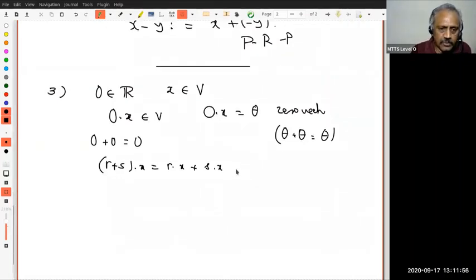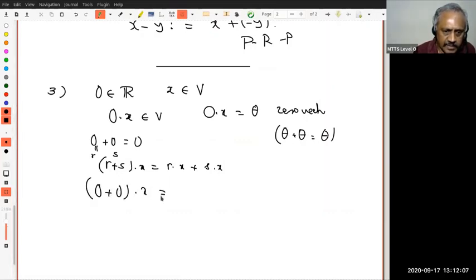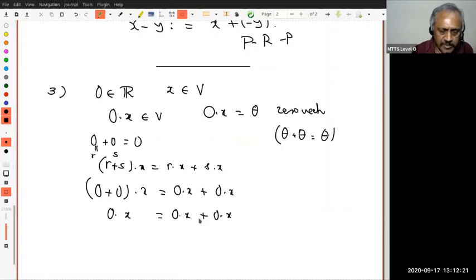Okay, I want to make use of this. So I am going to use r equal to 0, s also equal to 0. Therefore, what will I have? (0 plus 0) times x must be equal to 0 times x plus 0 times x. Do you understand? But what is 0 plus 0x? That is 0x. Therefore, 0x equal to 0x plus 0x. This is what I got.